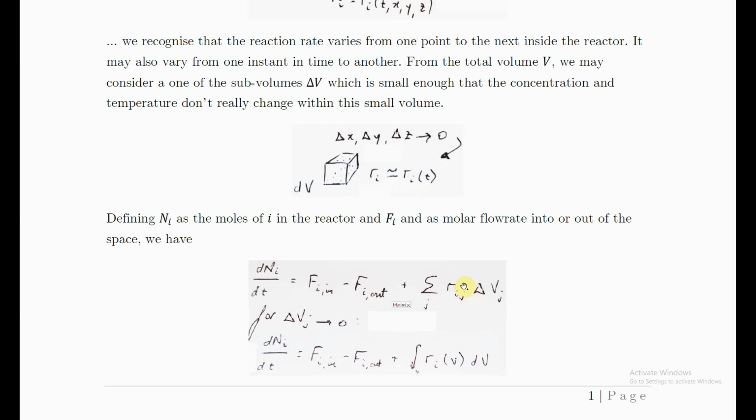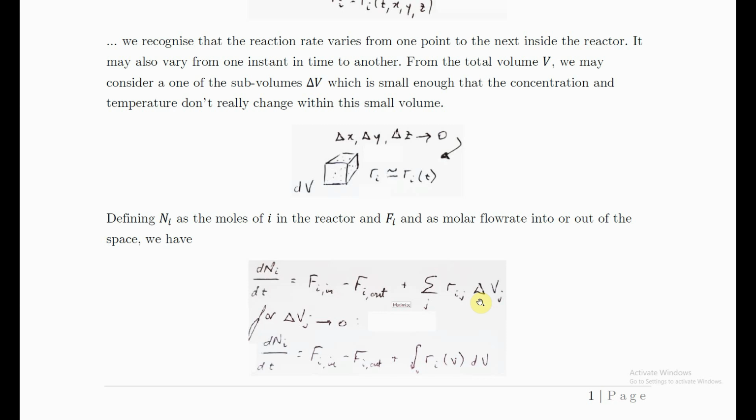And the reaction rate, we had defined the units for this to be moles per second per cubic meter. Now, if we look at the other variables here, this is number of moles, and then this is per time. So this is moles per second. This, we said, is a flow rate, a molar flow rate. So this is also moles per second. So we've got moles per second, moles per second, moles per second. And now here we've got moles per second per cubic meter.